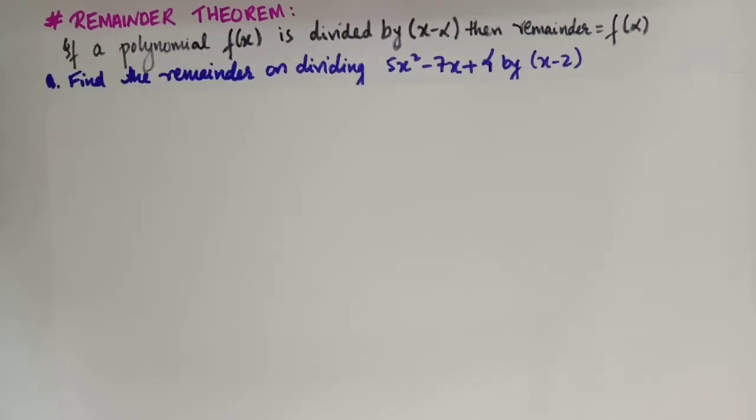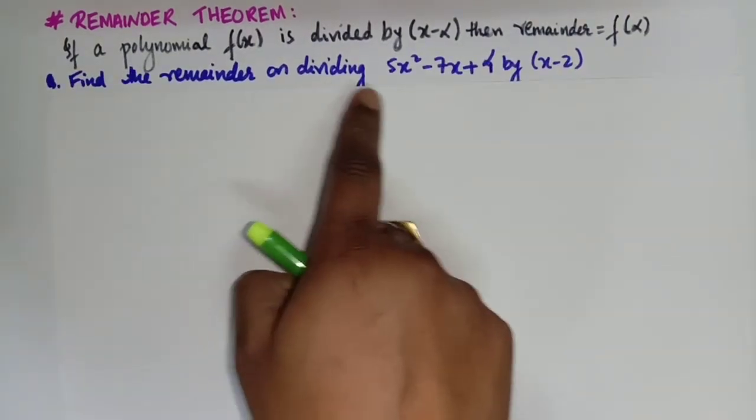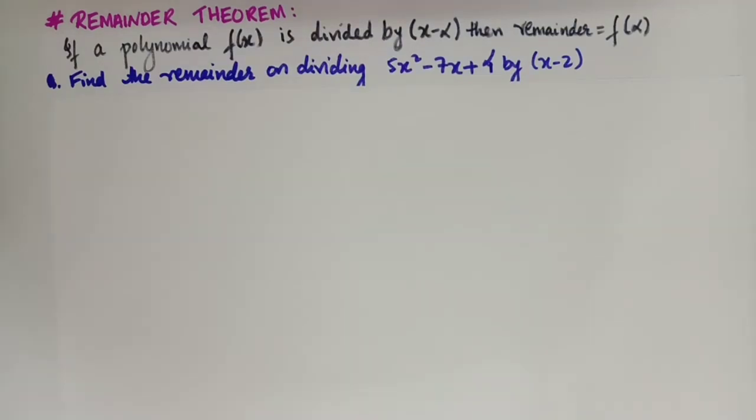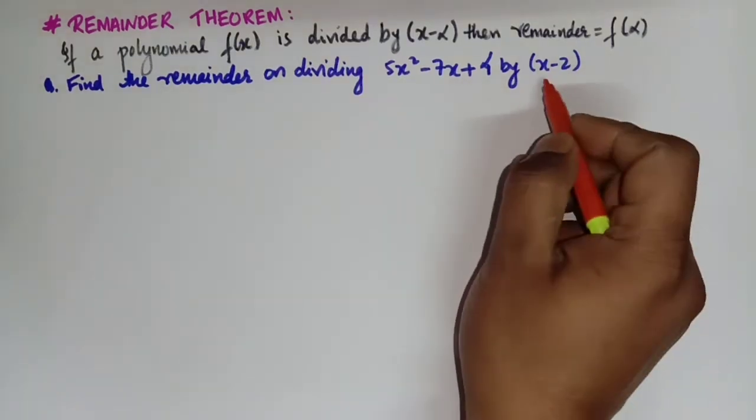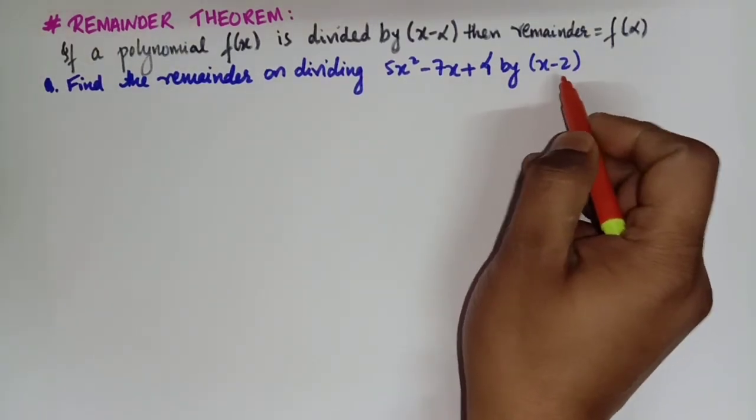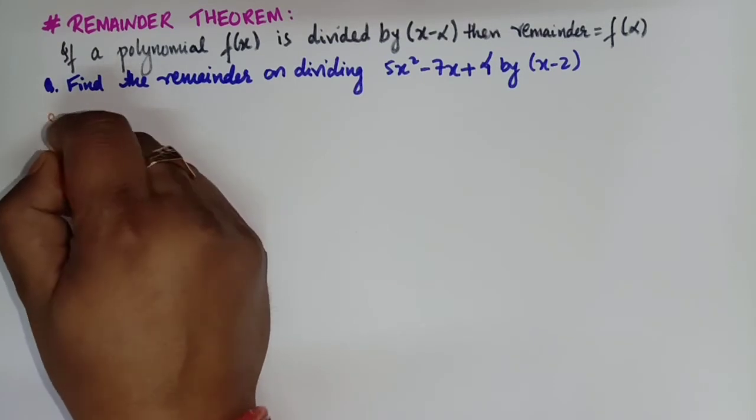I have an example, you can see there. Find the remainder on dividing this by x minus 2. In your syllabus there is the remainder theorem, but I'll show you both ways, and we'll get the same remainder. First I'll show you by the remainder theorem. By the remainder theorem, what we can do is take x minus 2, this we are dividing by.